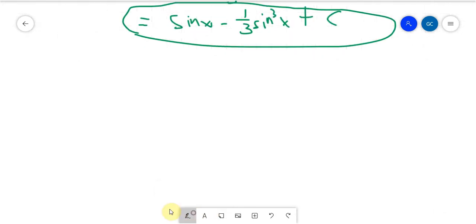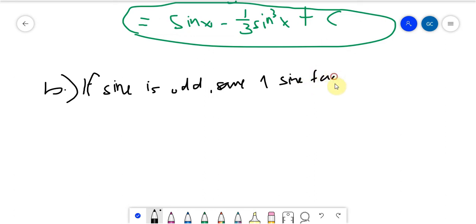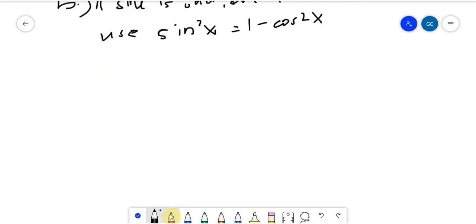Now for the second strategy, letter B, we have sine. If sine is odd, save one sine factor and use this identity: sine squared x is equal to 1 minus cosine squared x. Example.